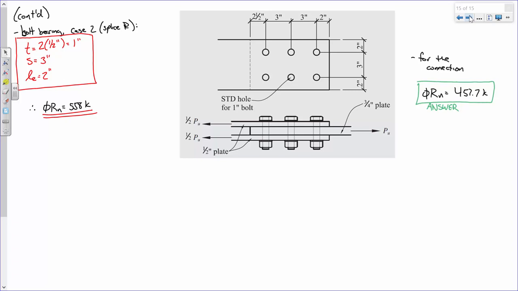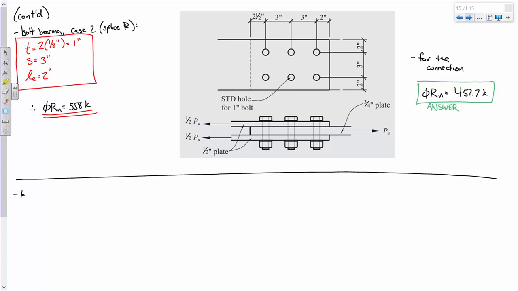And so you just do all that math again, and you find that the capacity ends up being 558. So obviously this is governed by the main plate, not the splice plate. Sound good? The last thing we need to look at, though, is the layout requirements. Again, really simple.